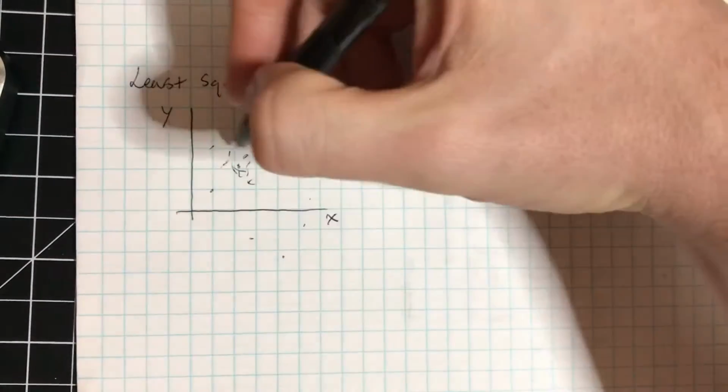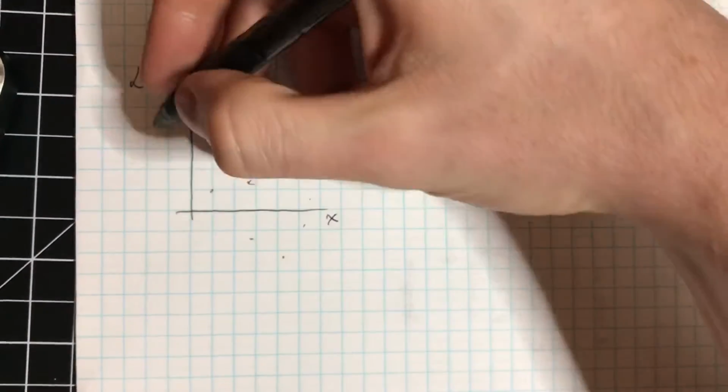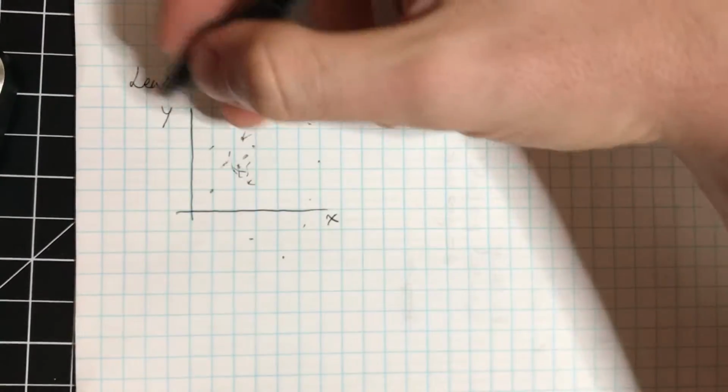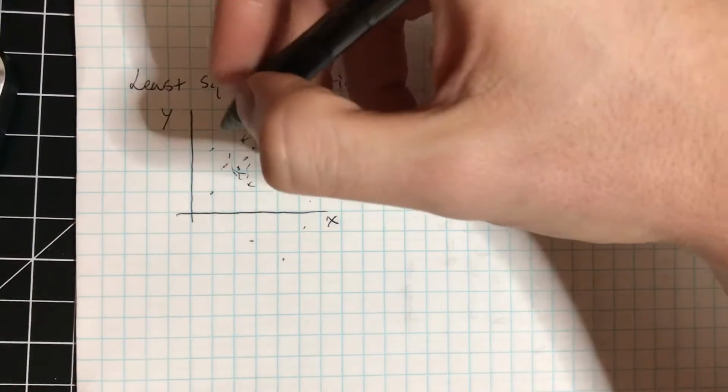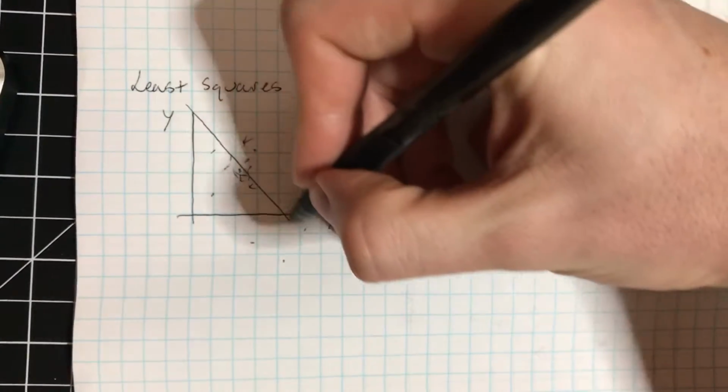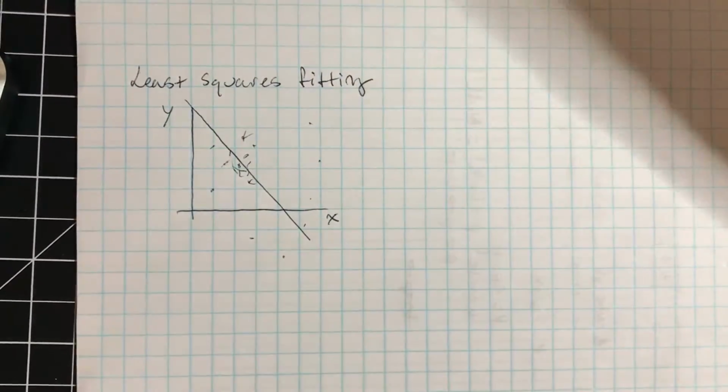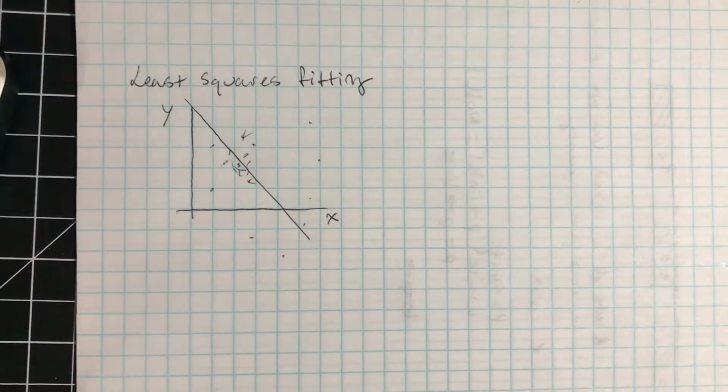Well, the best way to get that line, I mean, this point out here is probably not a good point, and out here, probably not a good point. So the best line is probably something like this right here, right? A line through there. Least squares fitting accomplishes this because you have an overdetermined system, which means you have more equations than you know what to do with.